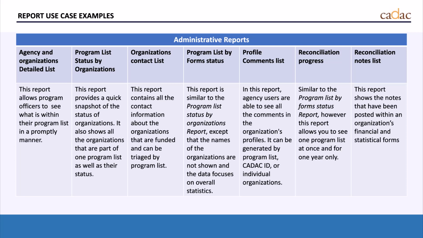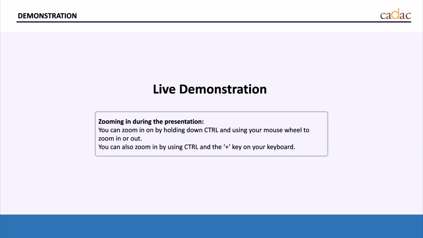The seventh report is the reconciliation notes list. This report shows the notes that have been posted within an organization's financial and statistical form. We will now see a live demonstration of the administrative reports within the CADAC system.